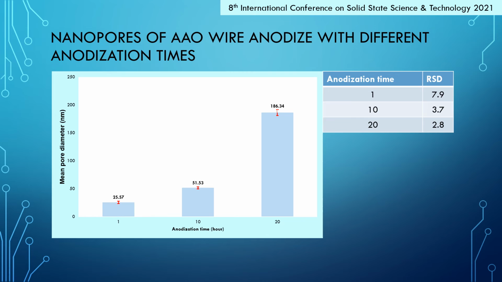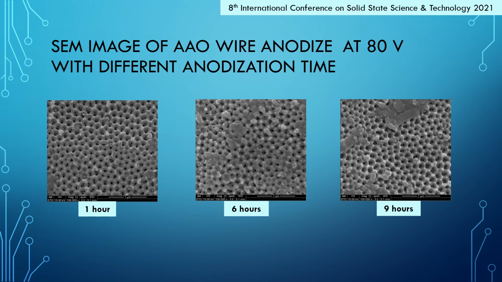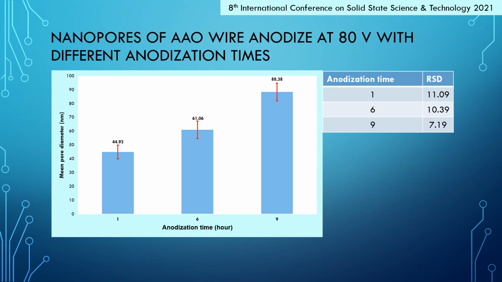Here is the SEM image of AAO wire anodized at active mode with different anodization times. The AAO was anodized at 1 hour, 6 hours, and 9 hours. The same result can be seen for AAO wire anodized at active mode. The longer anodization time produced larger pores and a more uniform pore structure and size compared to shorter anodization times.